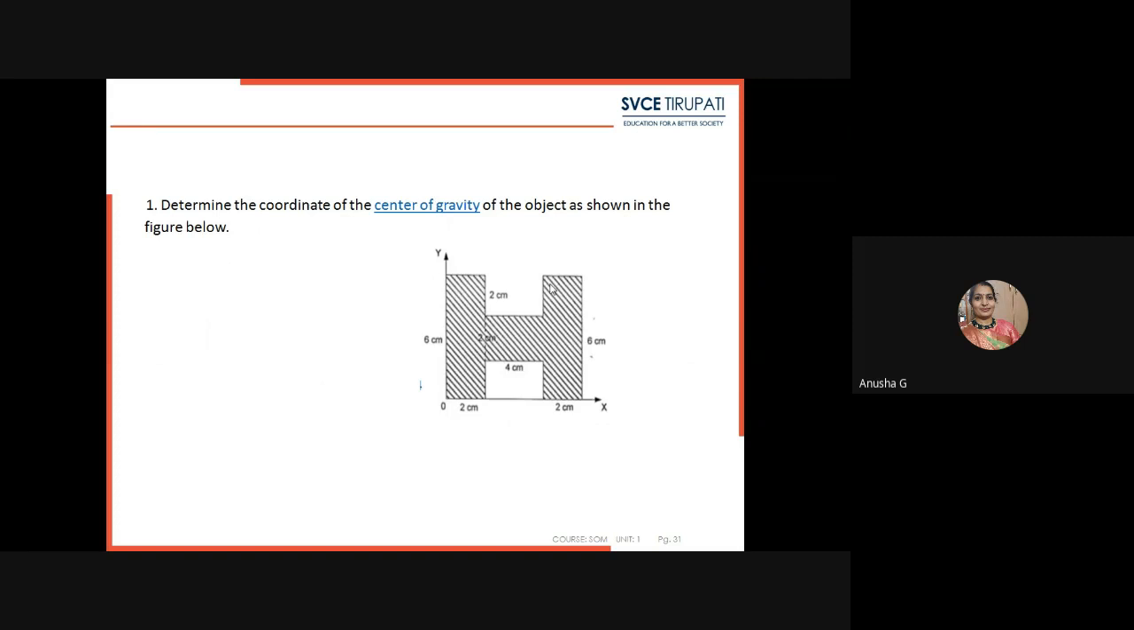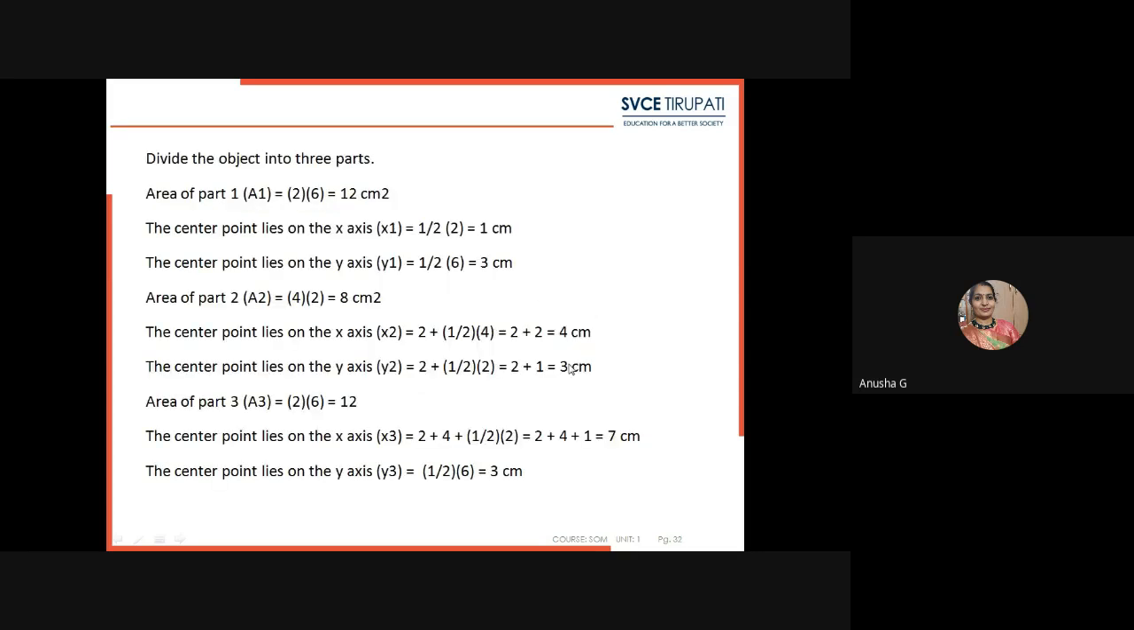Now, if you have a pen and paper, all of you do this one. Determine the coordinates of the center of gravity of the object as shown in the figure. Here they gave an H shape of different dimensions, and you can observe the x coordinate and y coordinate. The dimension of this one is 2 centimeters wide, height will be 6 centimeters. Here this will be 4 centimeters, height will be 2 centimeters. Then another one is 2 into 6. Here you can see, first you have to divide the diagram.